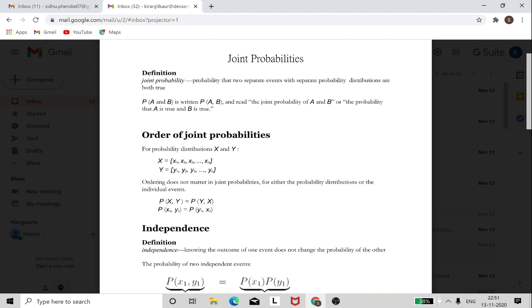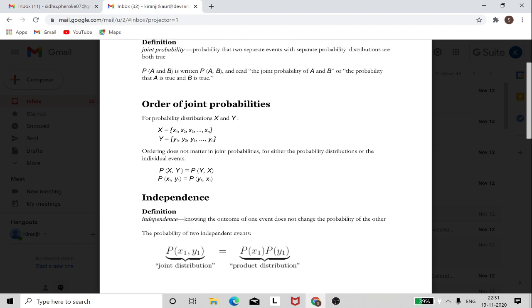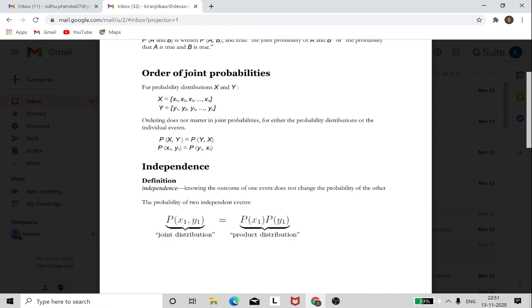So what will be the joint probability? Probability of x1 y1 is equal to probability of x1 times probability of y1, that is 1 over 2 times 1 over 6, which will be 1 over 12. So the probability of two independent events, probability of x1 y1, is probability of x1 times probability of y1, that is, the probability of the joint distribution is equal to the product of the distributions.